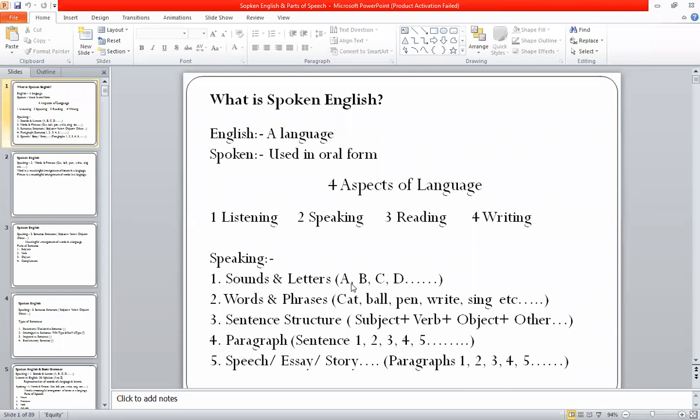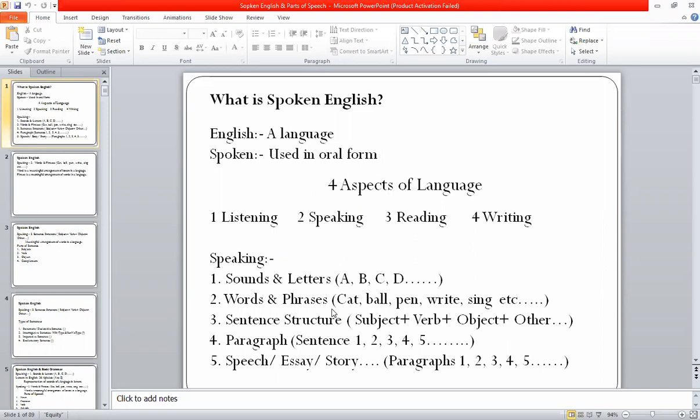Then comes the phrases. What are phrases? Phrases are the combination of the words which are used in a meaningful manner. So phrases are the meaningful combination of the words. Then comes the sentence. So a sentence is made up of the phrases. Sentence structure is made up of the words and phrases.